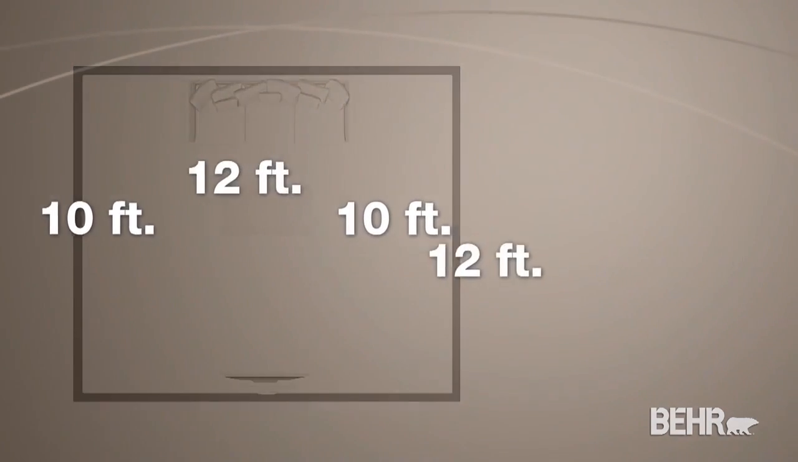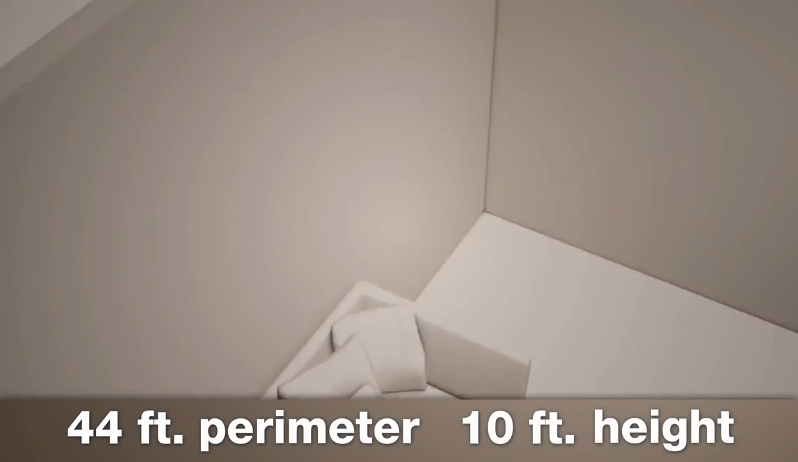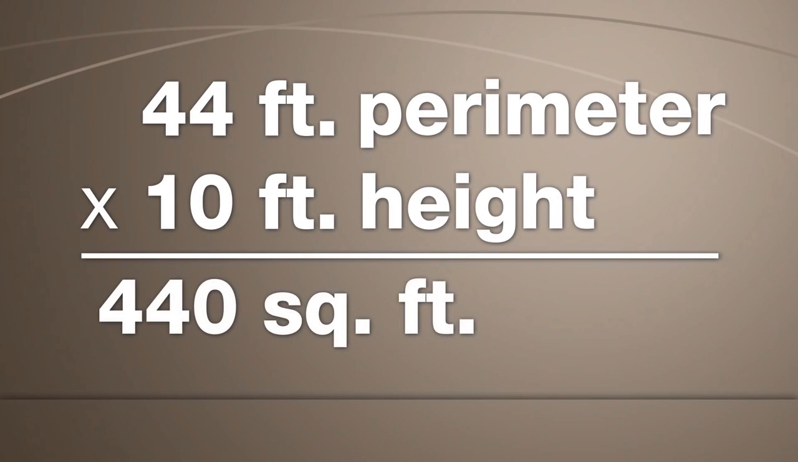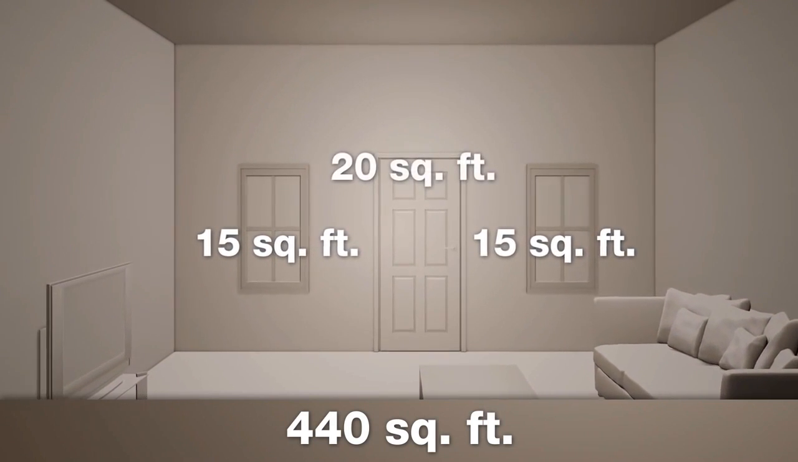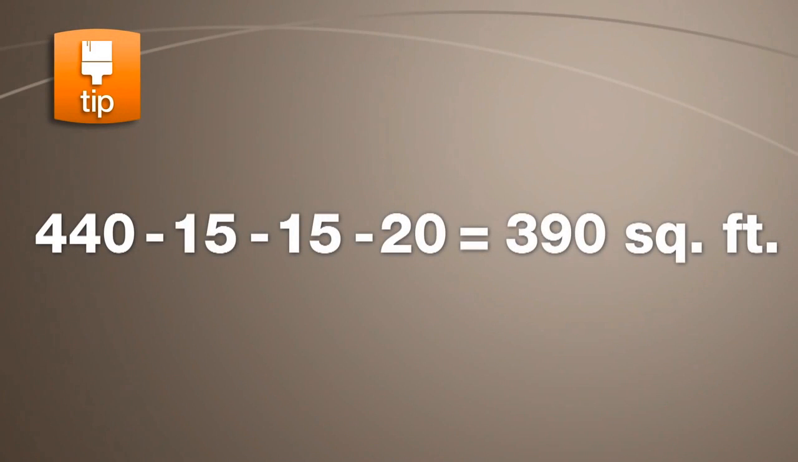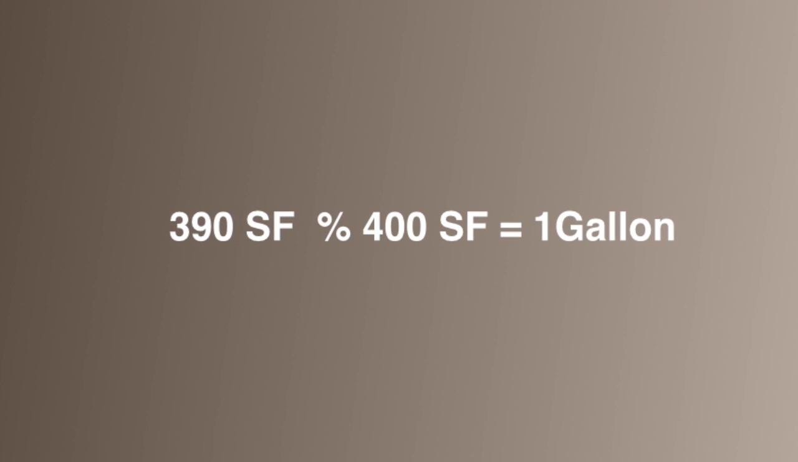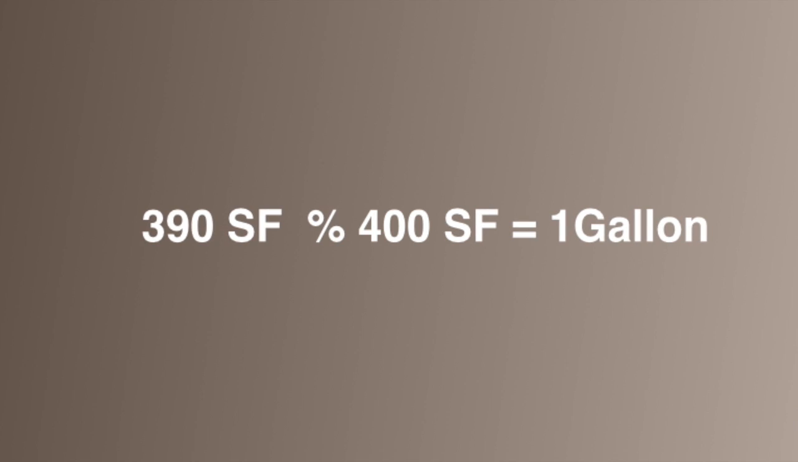To estimate the wall surfaces, measure the length of each wall. Then add them together. Then measure the height of the room. Multiply the entire perimeter by the height. This will give you the overall footage of the room. Then subtract 15 square feet for each window and 20 square feet for each door opening. This will give you the surface area that needs to be painted. Then divide this square footage by the amount of coverage per gallon. This will give you the amount of gallons required to paint the wall surfaces.